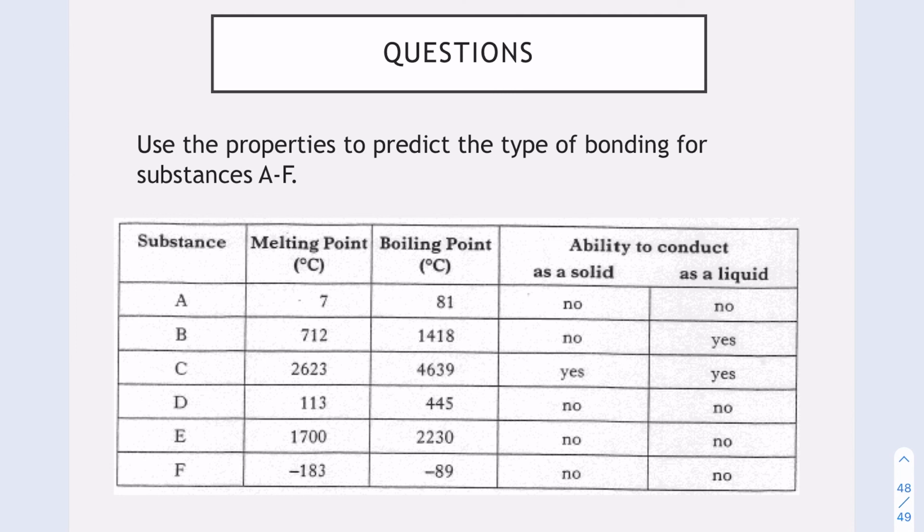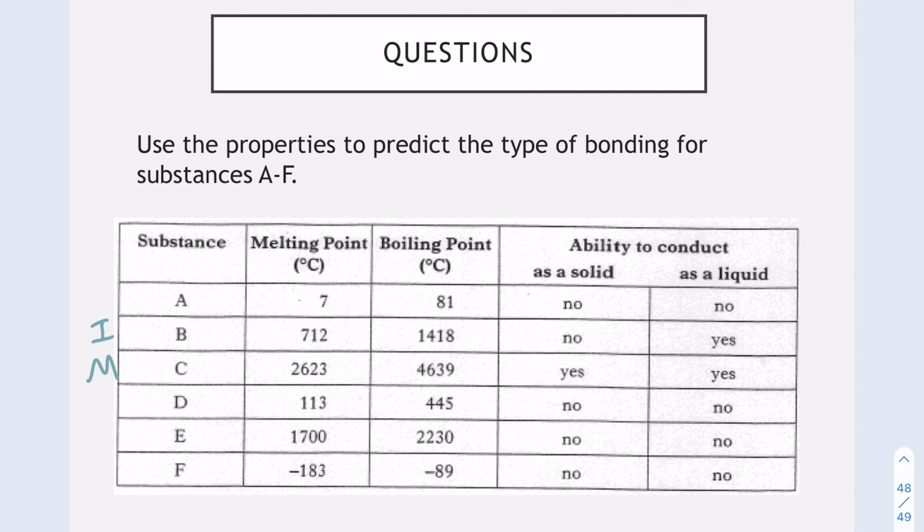So the way I do this first is I start off with metallic bonding. It's the easiest to spot because it conducts both as a liquid and a solid. If you have a look, C is the only one that does that, so we can say that's metallic. Then I go to ionic substances. They don't conduct as a solid, but they can conduct as a liquid. If you have a look, we can see we've got B here. That is ionic bonding. And then we're left with the two covalent ones, covalent network and covalent molecular.